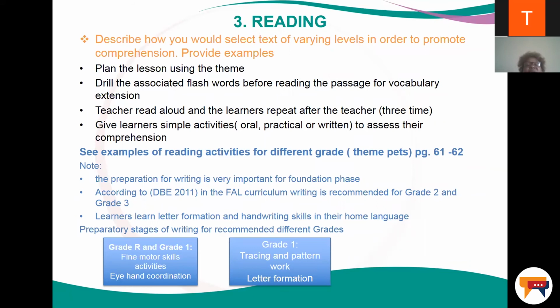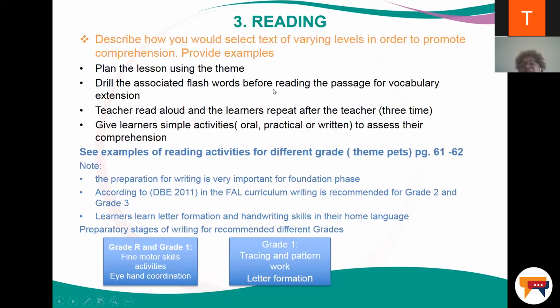Let's look at different kinds of reading activities in different grades. I might ask you a question. Describe how you will select text of varying levels in order to promote comprehension. Provide examples. Plan the lesson using the theme. Again, varying levels. These levels are very important. Drill the associated flashed words before reading the passage. The teacher reads aloud and the learners repeat.